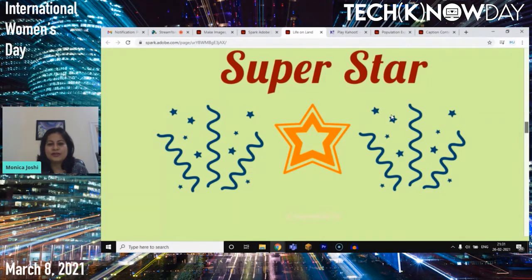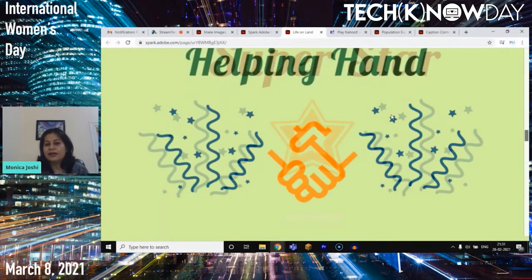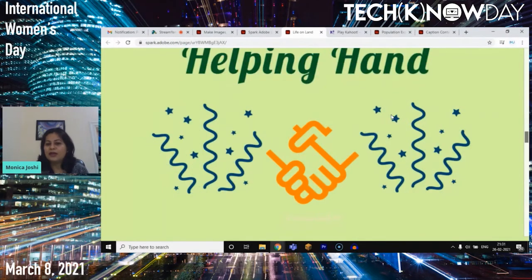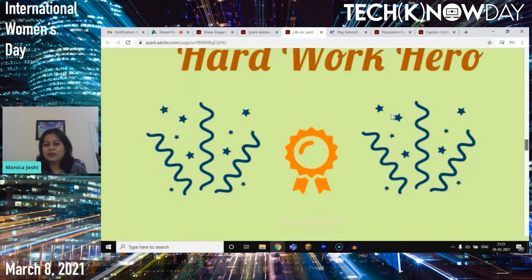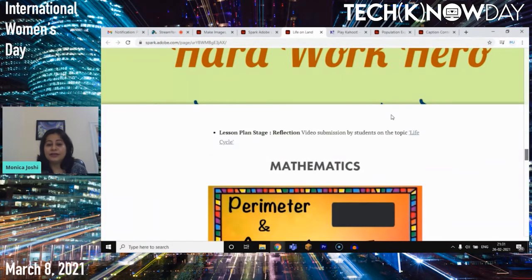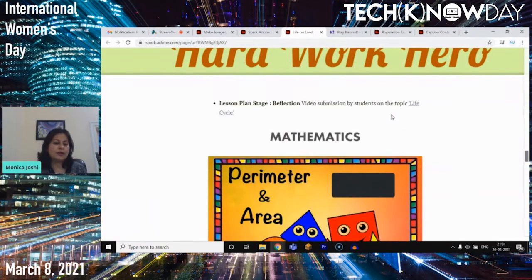These are the badges. Okay, you are a superstar, you are a helping hand. If somebody has helped the other students, I'm giving a helping hand badge. And you are a hard work hero. If somebody has worked hard and presented the flip teaching, I gave this badge to that student. And next comes mathematics. When I'm talking about STEM, I used the same concept in mathematics also.